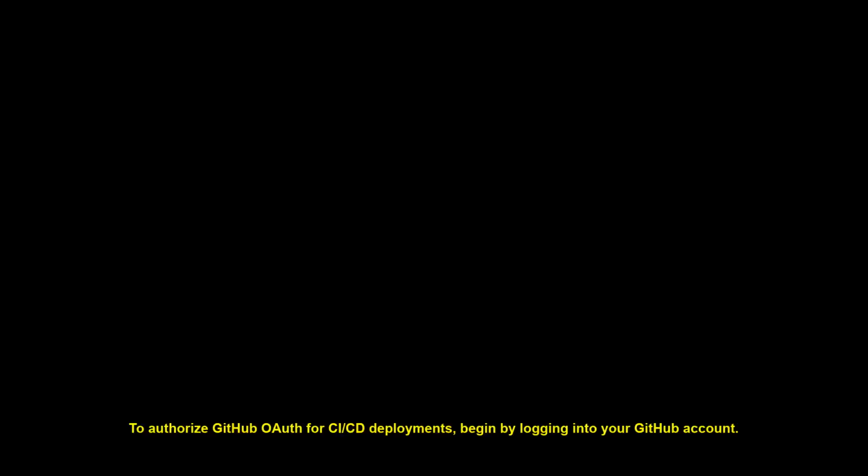To authorize GitHub OAuth for CI/CD deployments, begin by logging into your GitHub account. Navigate to your GitHub organization settings. Select OAuth apps from the menu on the left. Click on the New OAuth App button to create a new application.